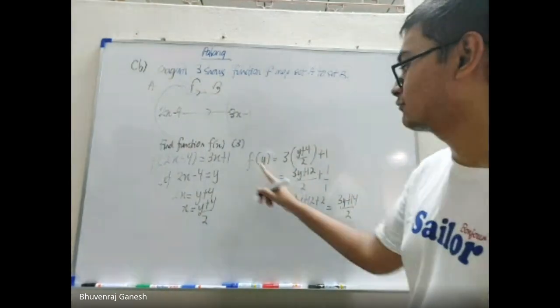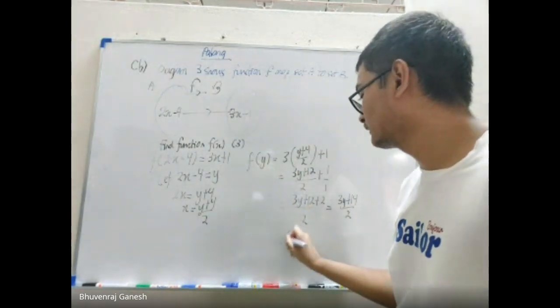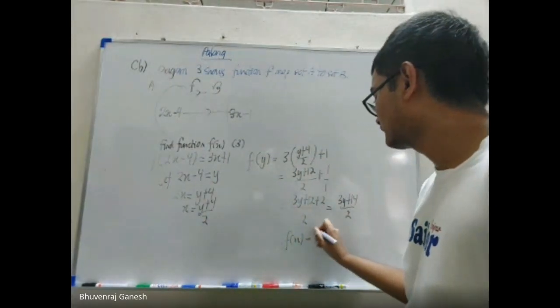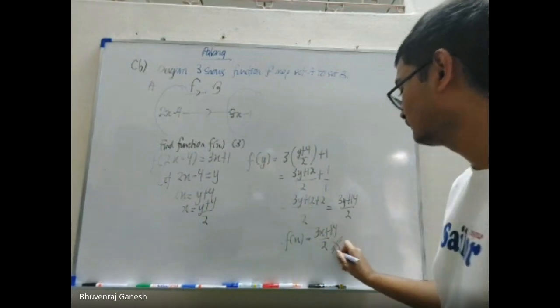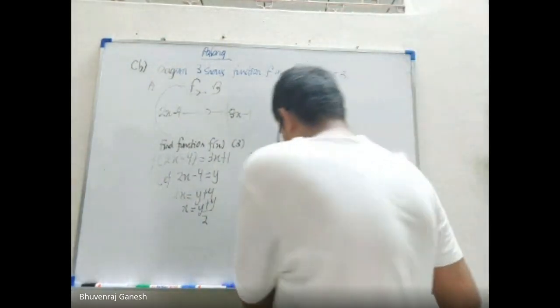So this is under f(y), remember. So they want f(x), so you just make a conclusion. f(x) is (3x plus 14) over 2. Done. 3 marks, so simple.